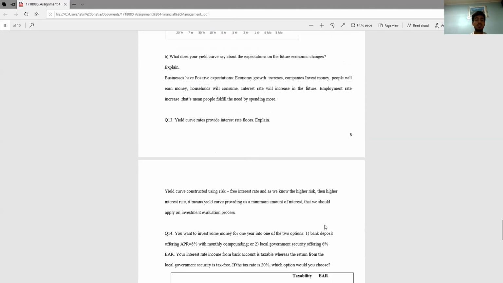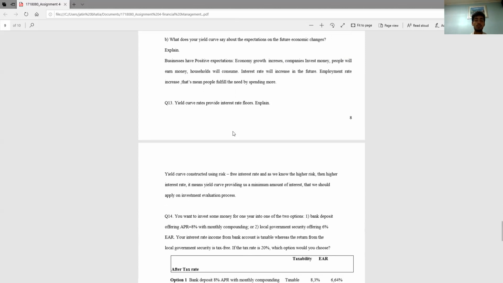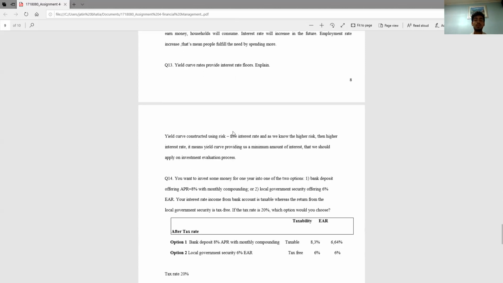Question number 13: does the yield curve provide an interest rate floor? Explain. Yield curves are constructed using risk-free interest rates. As we know, the higher the risk, the higher the interest rate. It means the yield curve provides a minimum amount of interest when we apply our investment evaluation process.